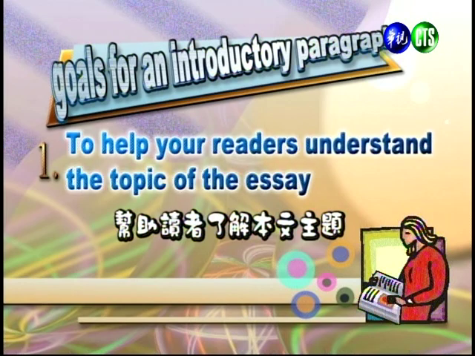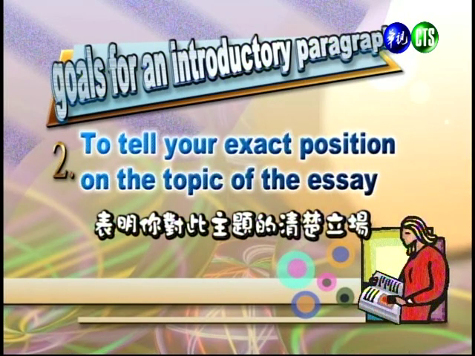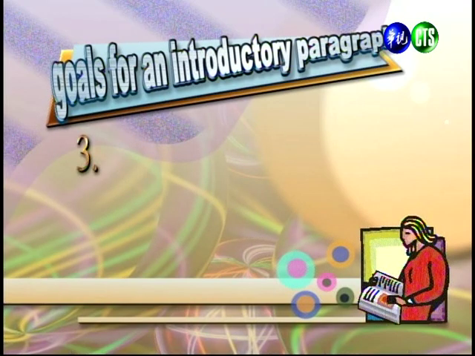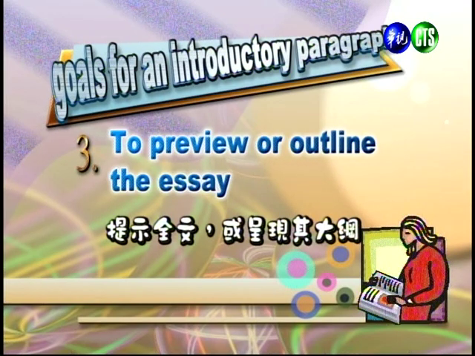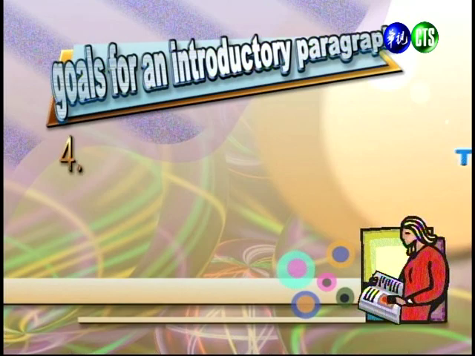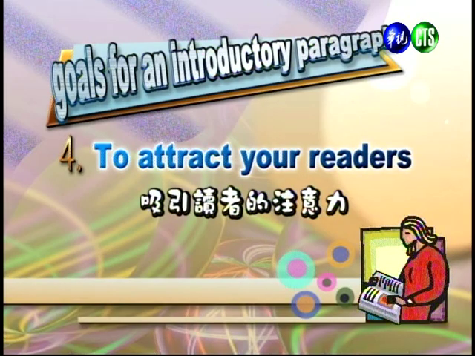All right, and these goals are 1, to help your reader understand the topic of the essay. 2, to tell your exact position on the topic of the essay. 3, to preview or outline the essay. And 4, to attract your readers. All right, so now let's explain these ideas in greater detail.